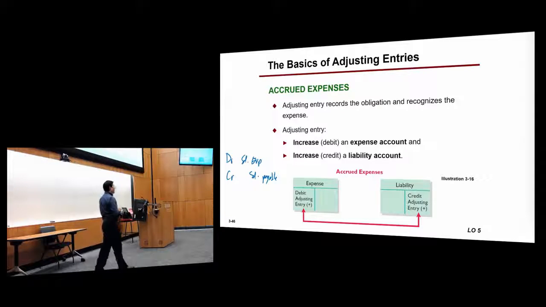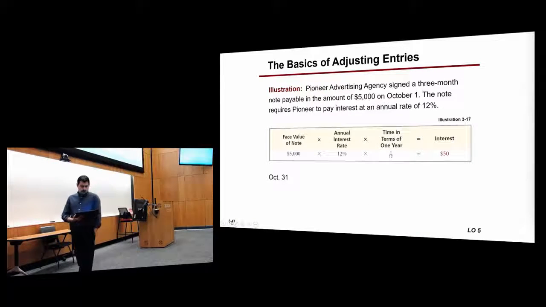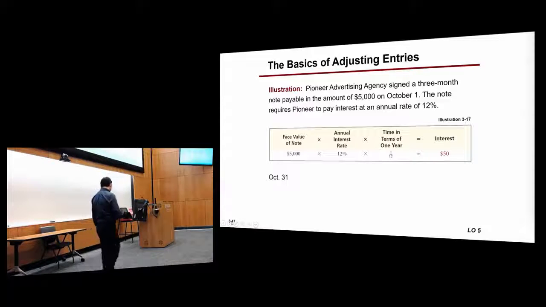Okay? So we go back to the example of interest. Pioneer Advertising Agency signed a 3-month note payable in the amount of $5,000 on October 1st. The note requires Pioneer to pay interest at an annual rate of 12%. How do you calculate interest? You always calculate interest using 3 values. You have the face value. The face value is the value of the note itself. In this case, it's $5,000.